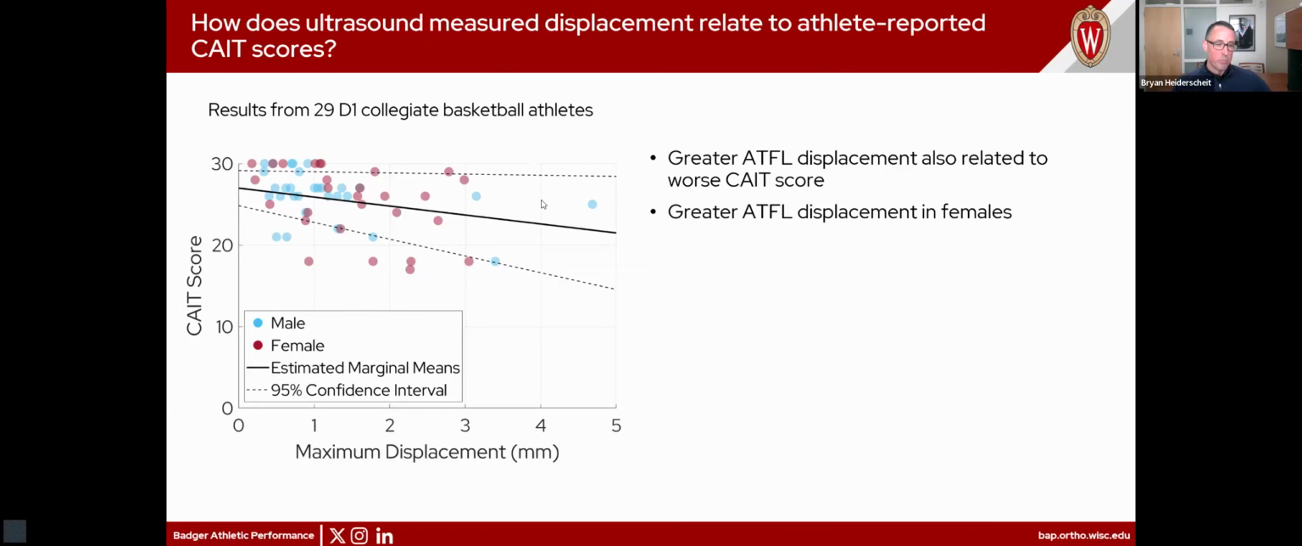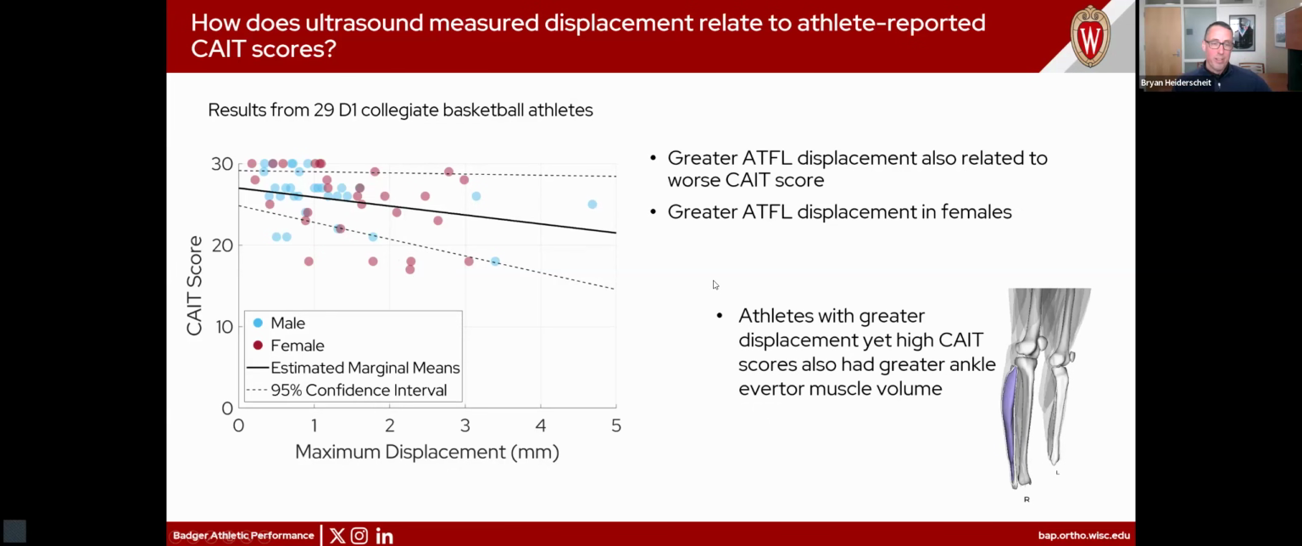But interestingly, if we go back to the amount of displacement, for those who have greater displacement but pretty high CAT scores, one of the variables that tends to influence that relationship is how big the ankle evertor muscle volume is. So when we assessed muscle volume through MRI techniques to show the size of these muscles throughout the lower extremities, what we found is that athletes, male or female, with greater displacement yet high CAT scores had higher ankle evertor muscle volumes, which again makes sense. They're able to adjust or cope with that extent of displacement or laxity they're experiencing in a functional way through the use of their muscle strength and the neuromuscular recruitment patterns.